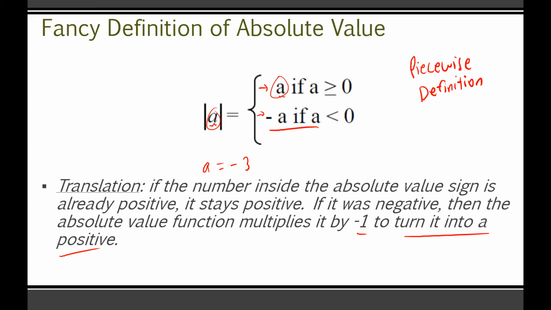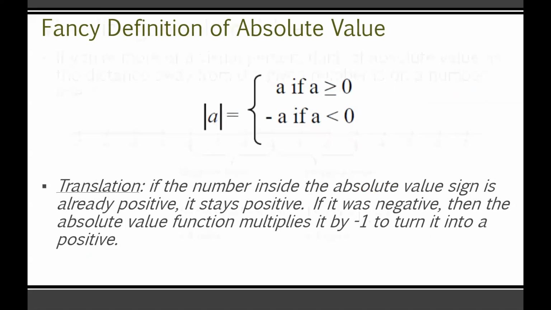If it was negative, though, then the absolute value function multiplies it by -1 to turn it into a positive. That's really all that does. We're not going to deal with this much today, but later on, we call it a piecewise definition or a piecewise function. And every year, people just hate this stuff. But we'll explain it when we get there. You don't have to worry about it for now. Just keep it kind of in the back of your mind.